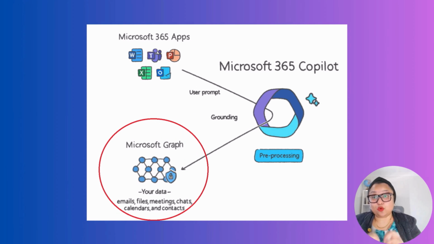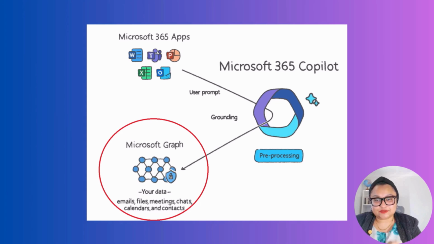Let's understand what makes Microsoft 365 Copilot powerful. This diagram shows the process. You type a prompt in Word, Excel, Outlook, or Teams. Copilot takes your request and grounds it in your work context using Microsoft Graph. Microsoft Graph is the secure system that links your emails, files, meetings, chats, calendars, and contacts.